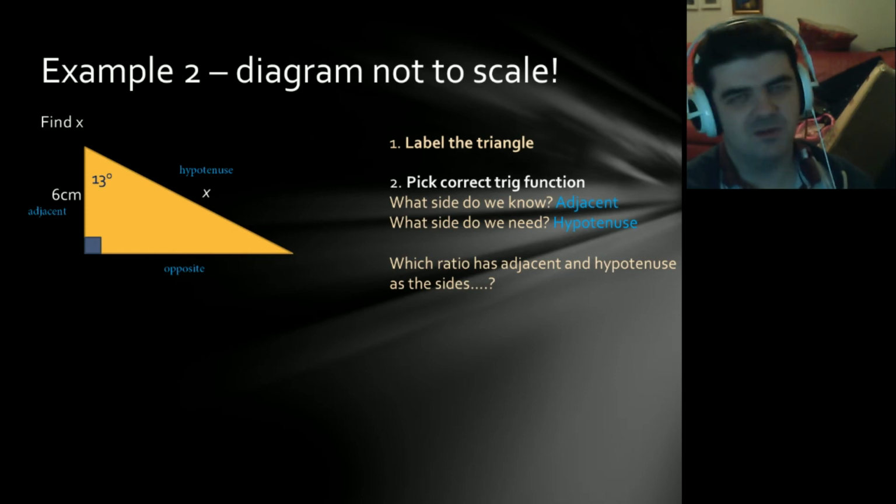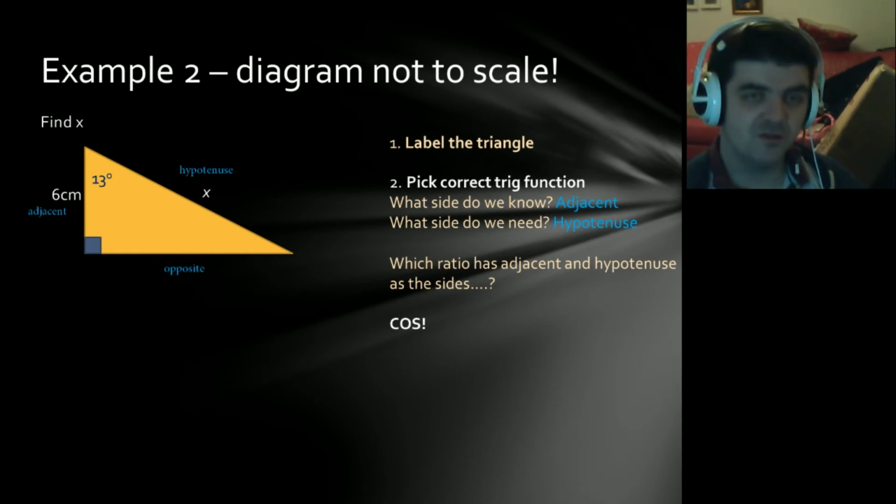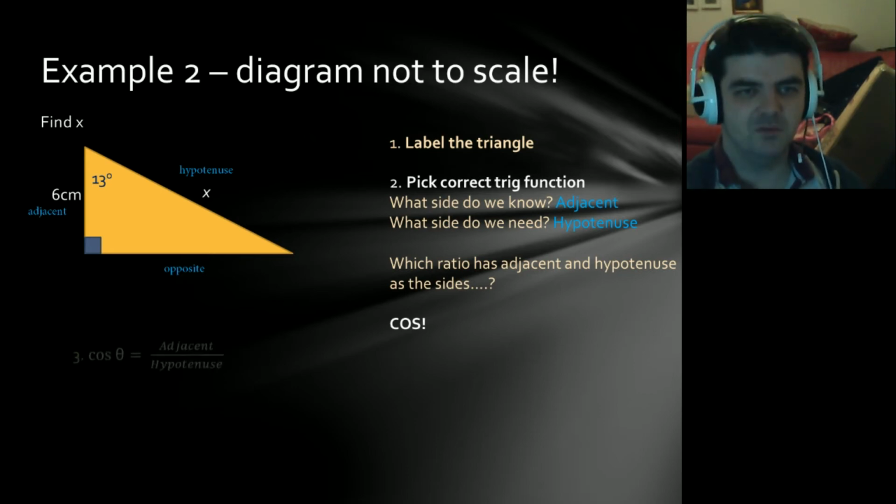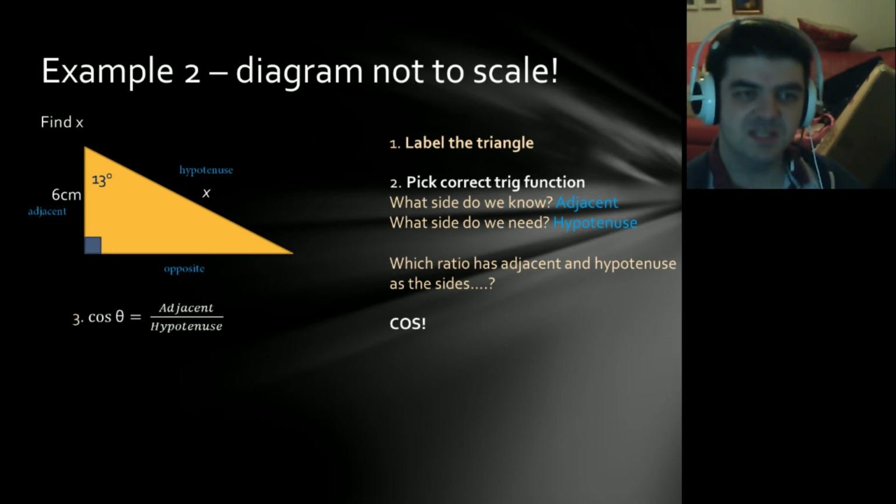SOHCAHTOA. Not really going to act it anymore because it didn't work out so well the first time, but it is cosine. Or cos. Depending on what way you call it, where you're from and what part of the country you're from. So, we'll use cos of theta equals the adjacent divided by the hypotenuse.